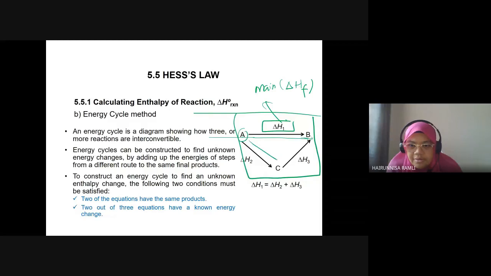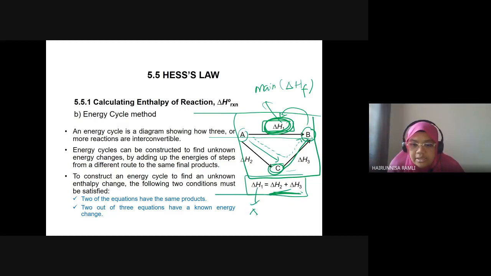From A, you get C first. You get a product first, and then this product is used again as a reactant to get B. But the sum of these steps, from A going up to B, will also equal this one. What value? The value of delta H2 plus delta H3 is equal to delta H1, where delta H1 is the main equation from earlier.